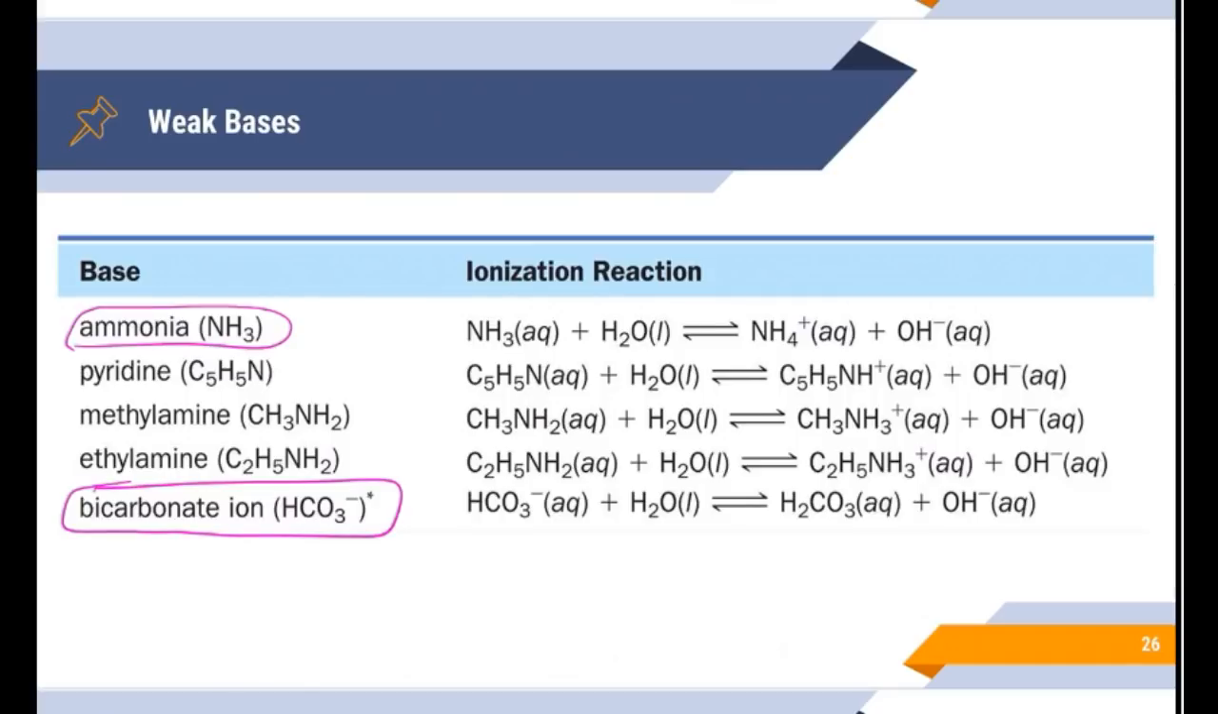For Chem 11, you may be asked to memorize some of these others, but for now, know that ammonia is a weak base and bicarbonate is a weak base. Otherwise, if it's not hydroxide and soluble, and I'm telling you it's a base, you have to assume that it is weak.